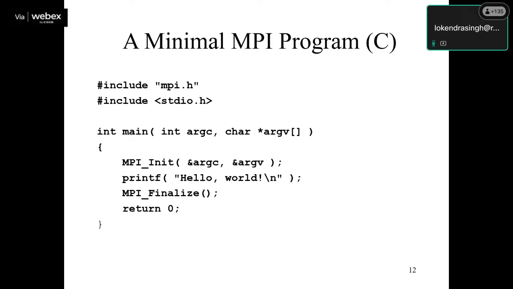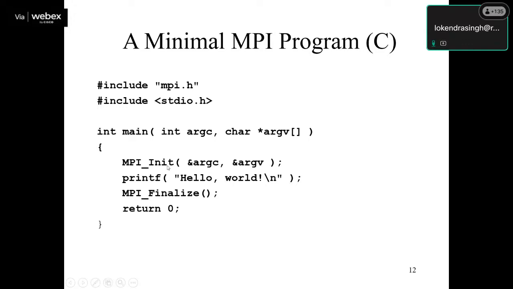stdio.h, then int main, int argc, char argv, then it creates the environment of MPI init. It initializes the MPI environment. Then printf hello world, then finalize. So these are very simple programs. It uses only 2 routines.